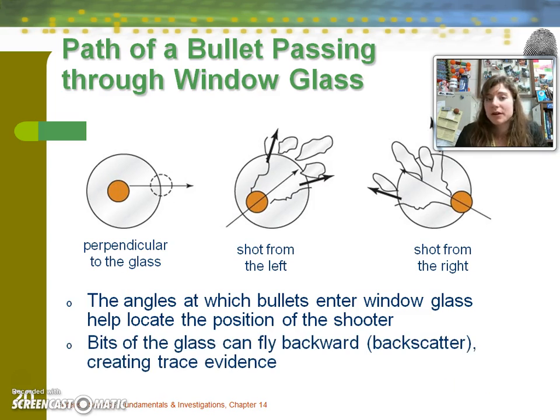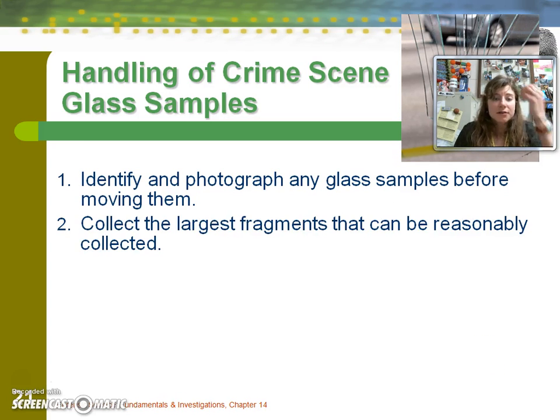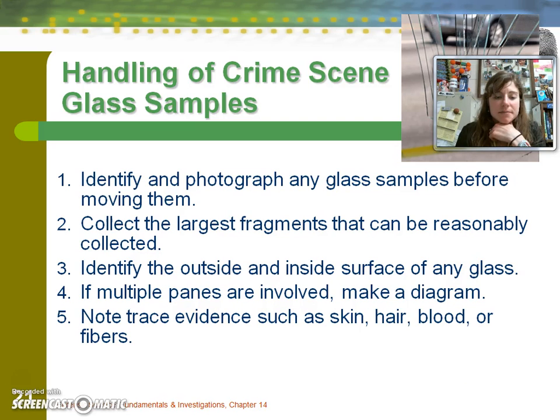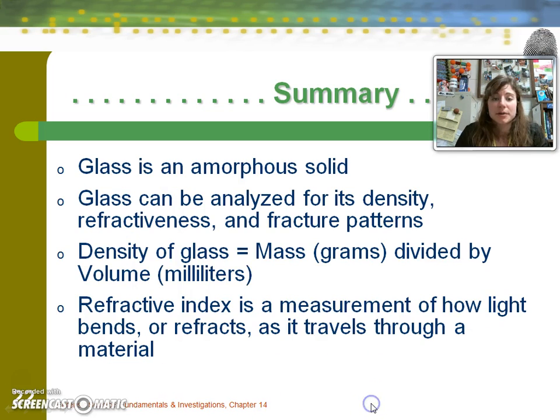So glass can be evaluated both as trace evidence and also in terms of the fracture patterns to discern what happened. So here are the steps that would be taken if glass is found at the scene. So as usual, identification and photography, followed by collection. And this would need to happen using the proper chain of custody, as well as noting any other trace evidence that could accompany the glass, like skin, hair, blood, fibers, and then package and document it.